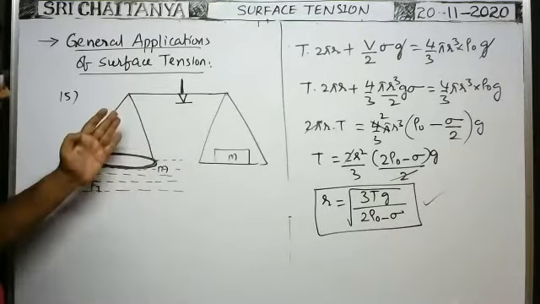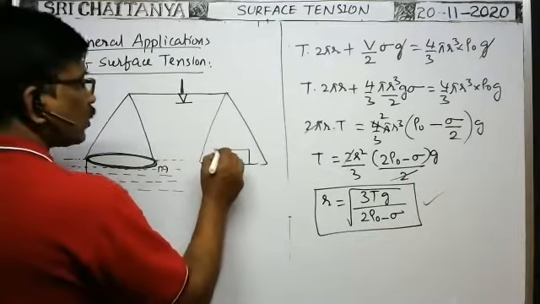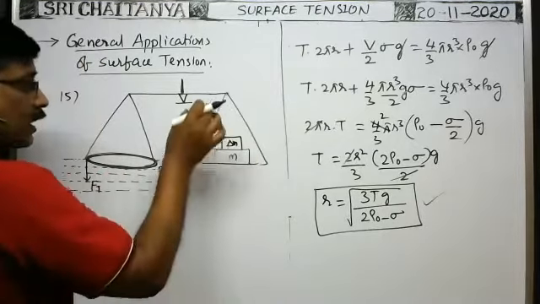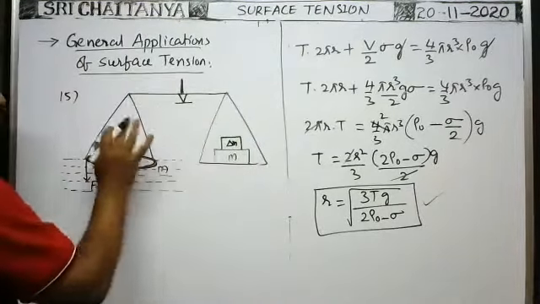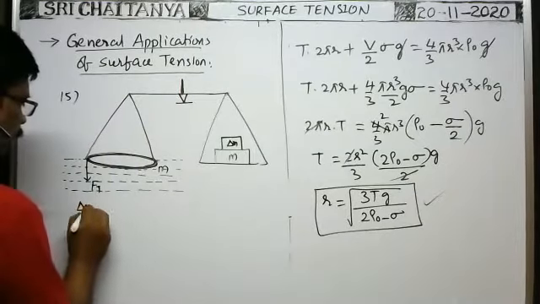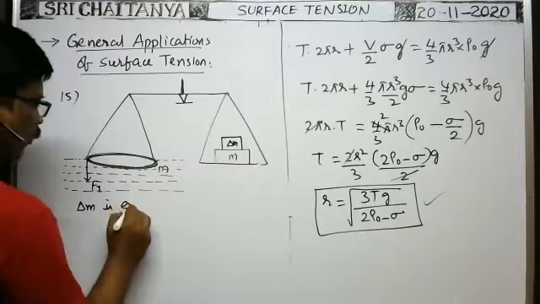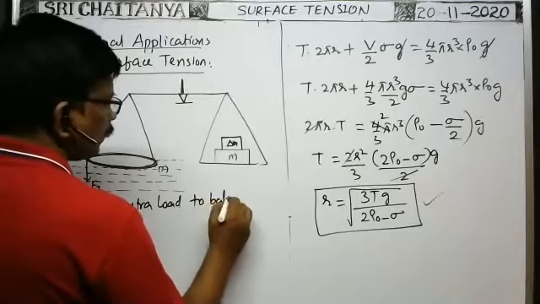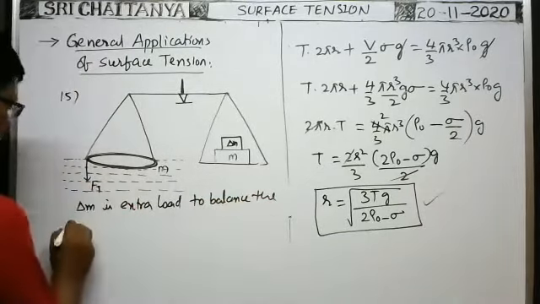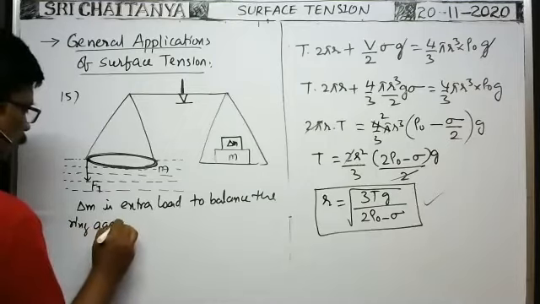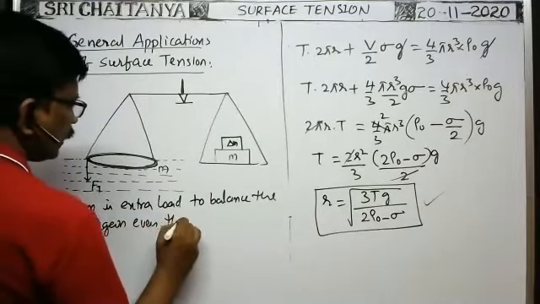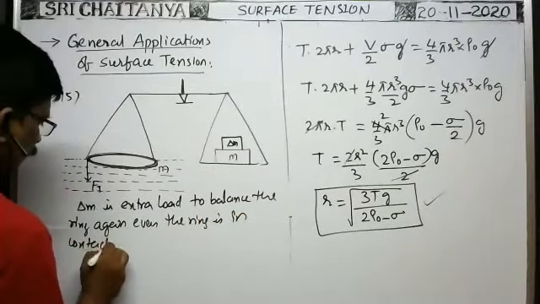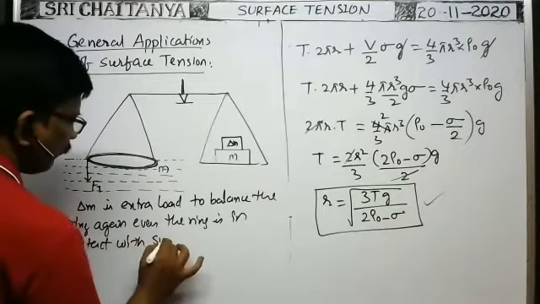Now it becomes out of balance. Whenever the ring comes down, an extra load, say delta m, is kept in the pan. Now it is balanced. Delta m is the extra load to balance the ring again, even while the ring is in contact with the surface of the liquid.